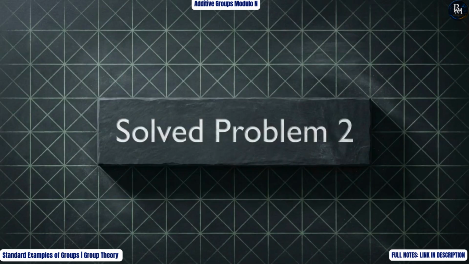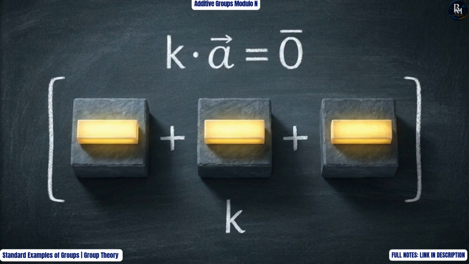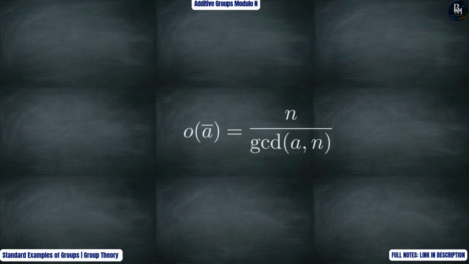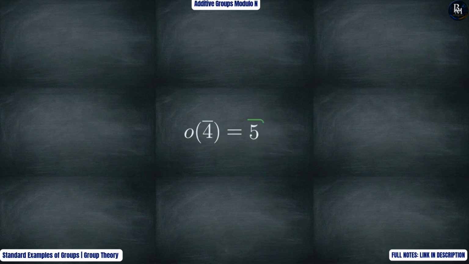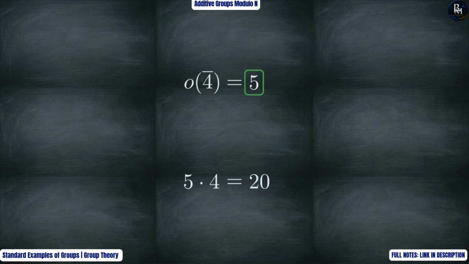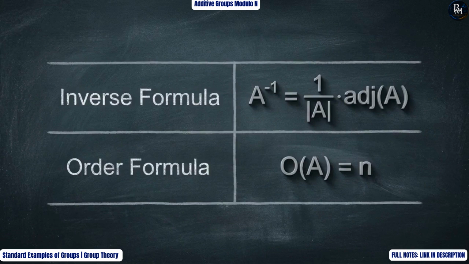We can also calculate the order of an element, such as 4 bar in Z10. The order is the minimum number of times an element must be added to itself to reach the 0 bar identity. The formula for order is the modulus n divided by the greatest common divisor of a and n. For 4 in Z10, the calculation is 10 divided by 2, resulting in an order of 5. Adding 4 to itself 5 times yields 20, which reduces to 0 mod 10. Because the group structure is established, these properties of order and inverses are determined by these consistent formulas.